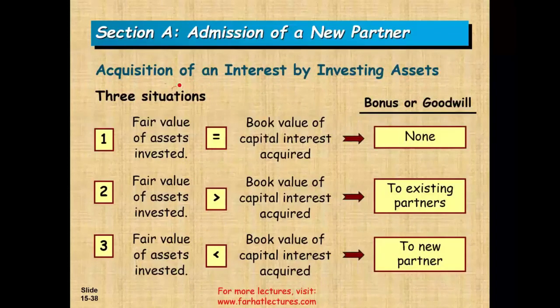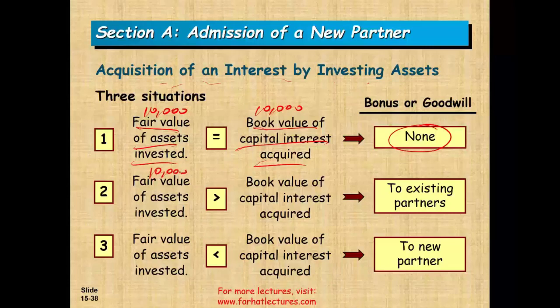So, acquisition of an interest by an investing asset. If the fair value of the asset invested is equal to the book value of the capital acquired, there is no goodwill and no bonus. So somebody invested $10,000, we gave them $10,000 in capital, there is no bonus, there is no goodwill. If somebody invested $10,000 in a business, and we gave them only $8,000 in capital, then we have $2,000 going to the existing partners. So there's a bonus to the existing partners, or a goodwill to the company.